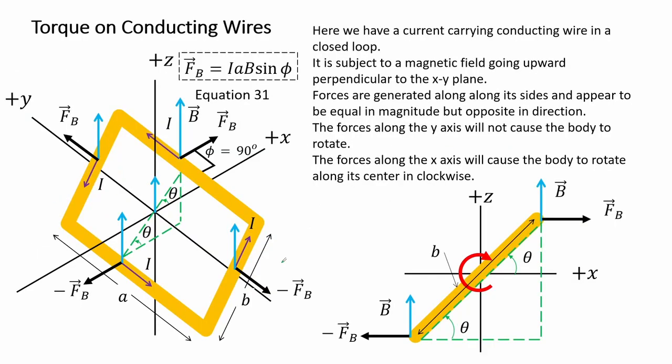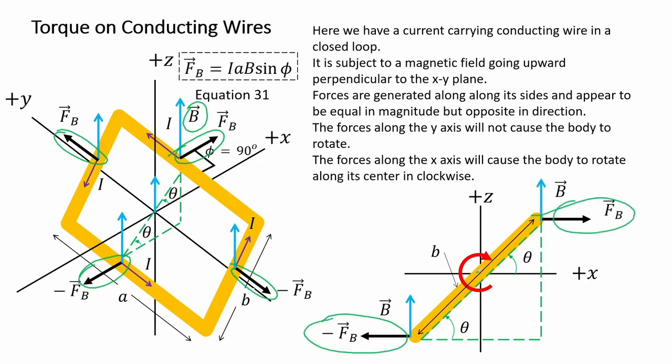Here we have a current carrying conducting wire in a closed loop. It is subject to a magnetic field going upward, perpendicular to the xy plane. Forces are generated along its sides and appear to be equal in magnitude but opposite in direction. The forces along the y-axis will not cause the body to rotate. The forces along the x-axis will cause the body to rotate along its center clockwise.